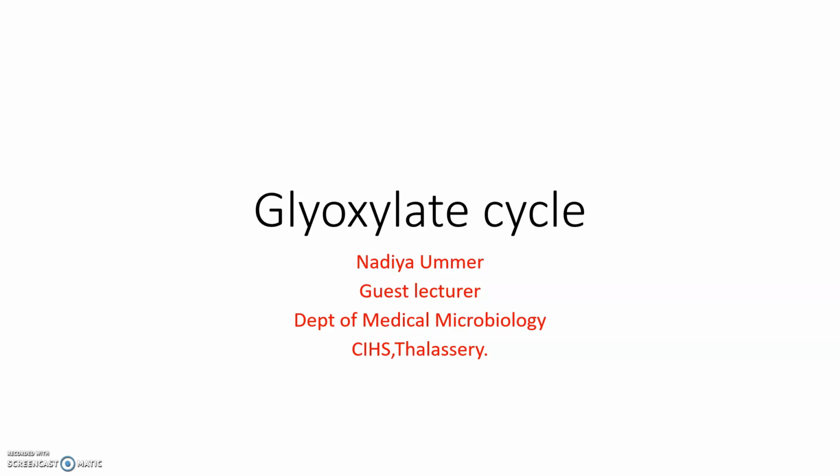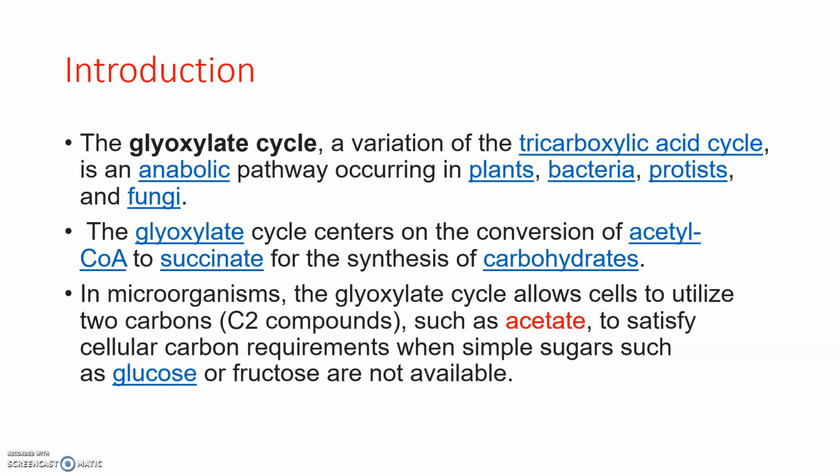Today we are going to discuss the glyoxylate cycle. So let's go through the glyoxylate cycle. Introduction. It is a variation of the tricarboxylic acid cycle, or TCA cycle, and it is an anabolic pathway, which means a synthesizing pathway, occurring in plants, bacteria, protists and fungi.